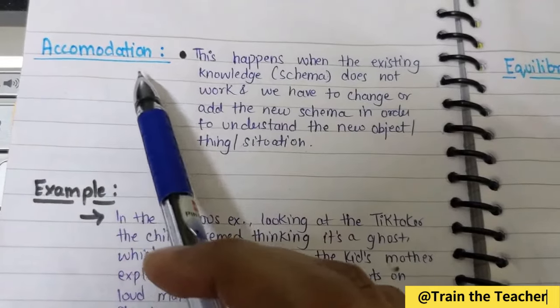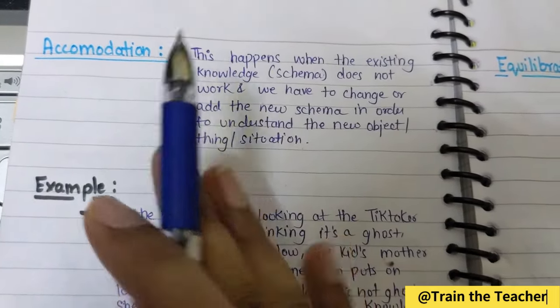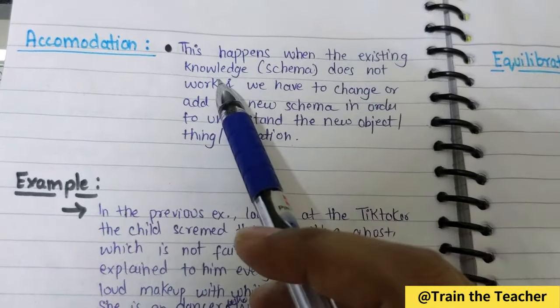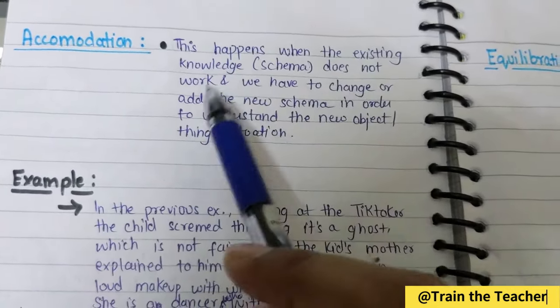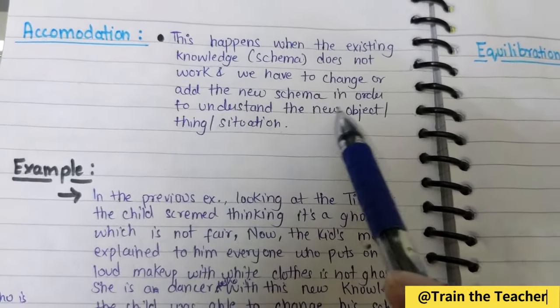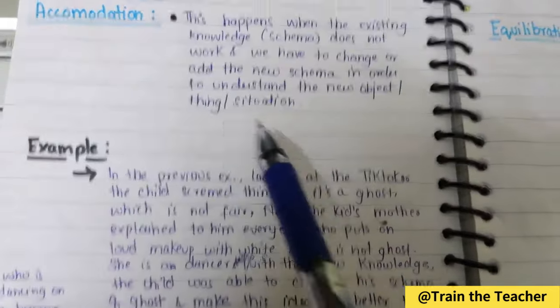The second last one, a very important one, which is accommodation. Now this happens when the existing knowledge does not work and we have to change or add the new schema in order to understand the new object, new thing or new situation.